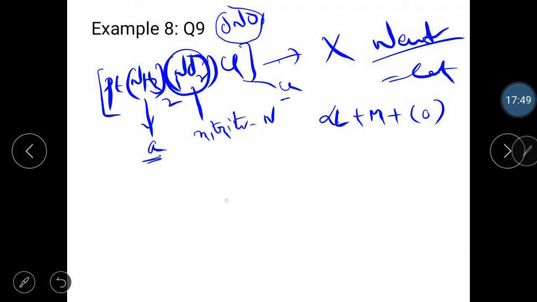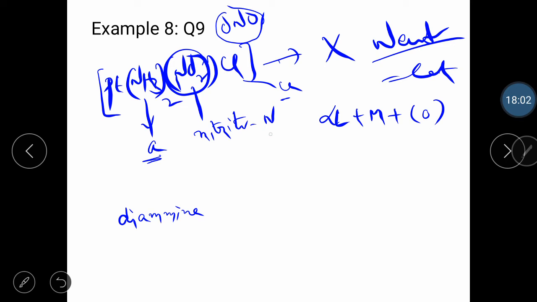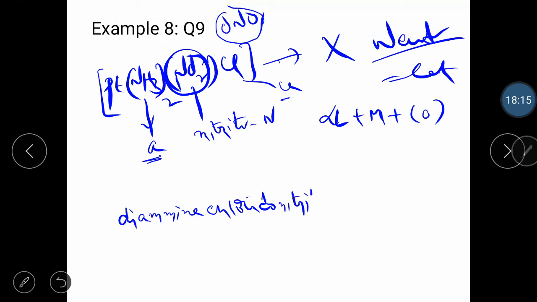So next, what is the name then? Diamine, agreed. Chlorido. Then nitrito hyphen N, nitrito. So all the ligands are accounted for. Diamine, chlorido, nitrito N. Ligands are done. Then what? After ligands, metal.